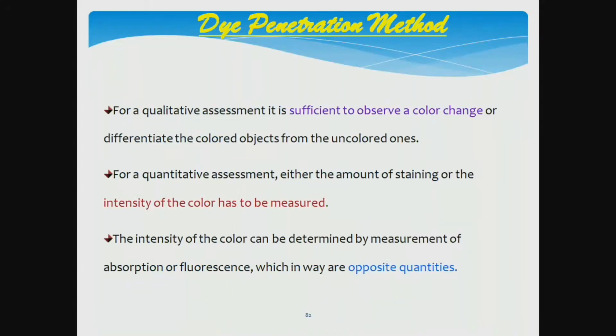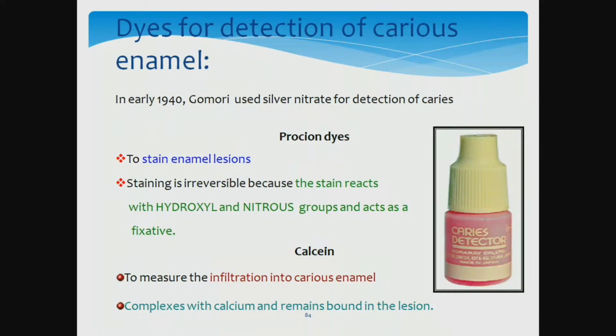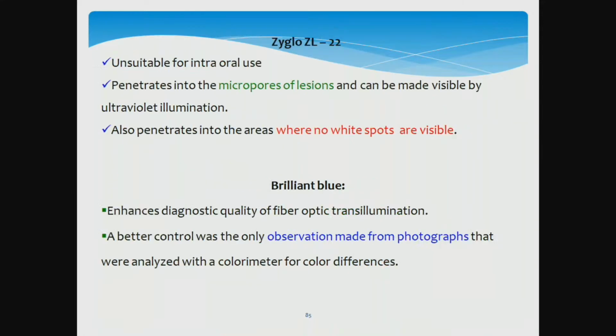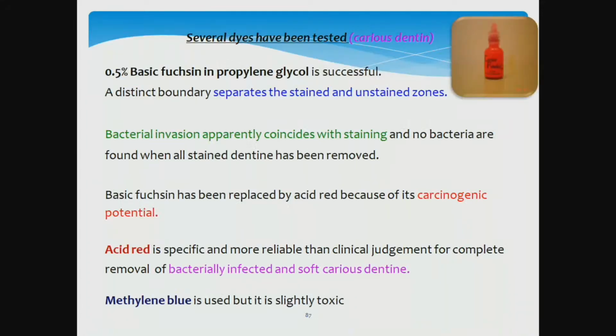So then we have the dye penetration method also, which you can use for caries, but the dye should be safe enough for caries. So we have these Procyon dyes, calcein, all these Ziglo dyes, Brilliant Blue, all these dyes, they are used for caries detection. And it's a basic simple principle, 0.5% basic fuchsin in propylene glycol. So several dyes have been tested.